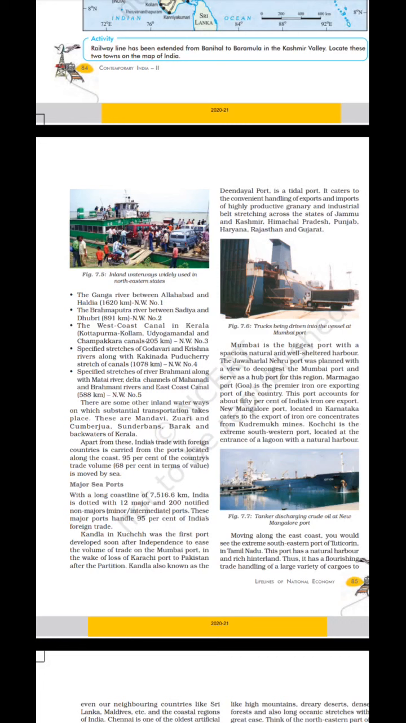The Ganga river between Allahabad and Haldia, 1620 kilometers. Number 1. The Brahmaputra river between Sadiya and Dhubri, 891 kilometers. Number 2. The West Coast Canal in Kerala, Kottapuram to Kollam, Udyogamandal and Champakara canals, 205 kilometers. Number 3. Specified stretches of Godavari and Krishna rivers along with Kakinada Puducherry stretch of canals, 1078 kilometers.